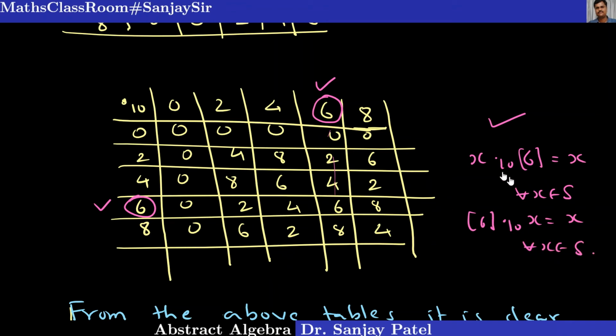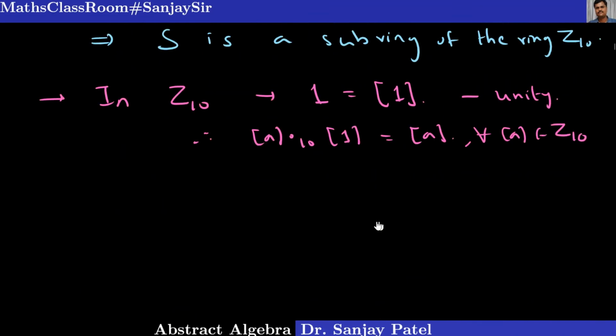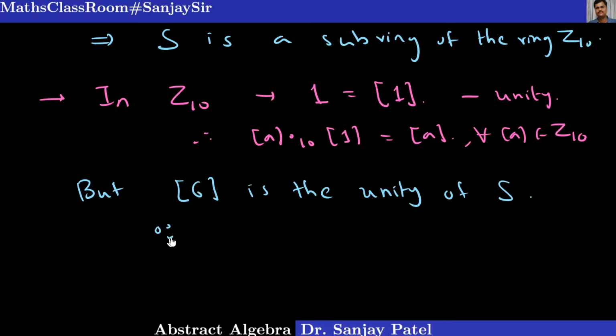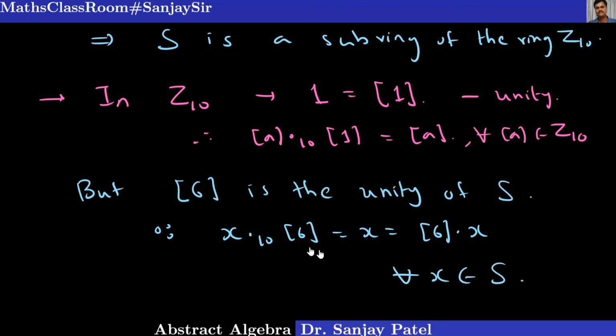So that means this 6 is behaving as an identity element in this new set S. So class 6 is the multiplicative identity in the subring S. Okay, the element class 6 is the unity of S, because x dot class 6 is equal to x is equal to class 6 dot x for every x in the set S. So this example shows that the unity of the subring may be different than that of the original ring.